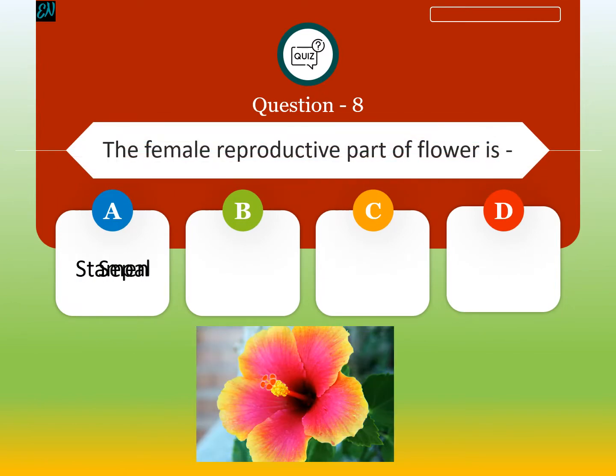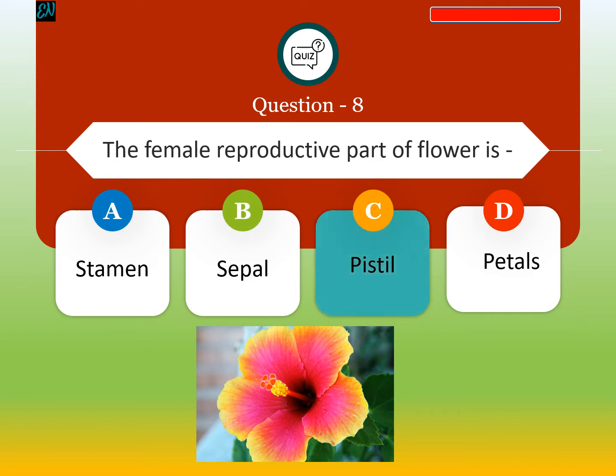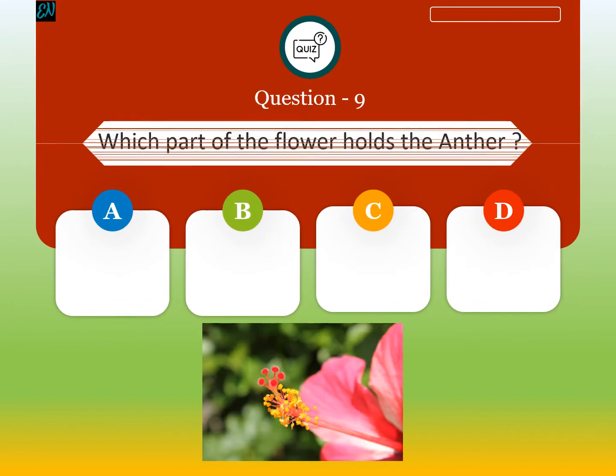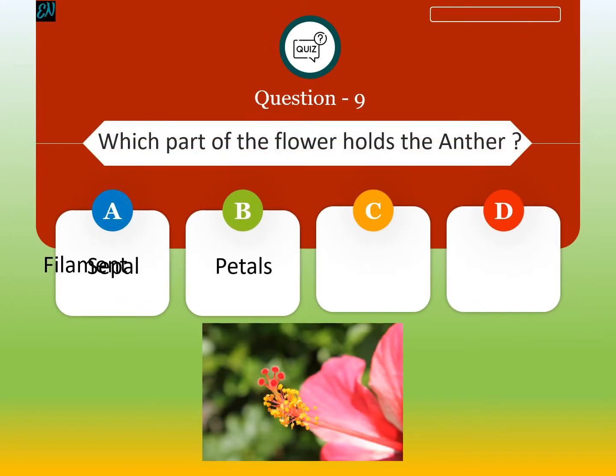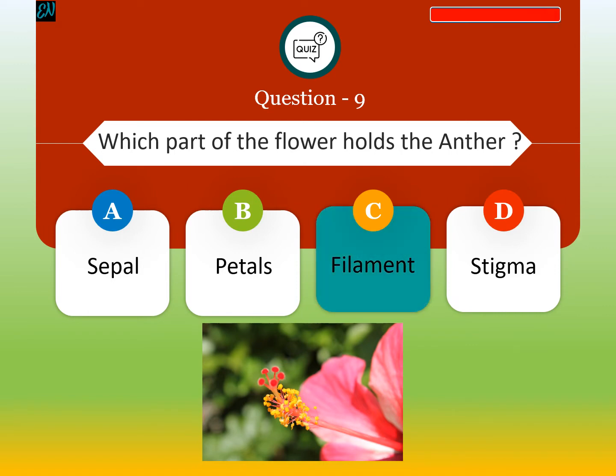Question number 8. The female reproductive part of flower is stamen, sepal, pistil or petals. And the correct answer is pistil. The female reproductive part of flower is pistil. Number 9. Which part of the flower holds the anther? Sepal, petals, filament or stigma? And the correct answer is option C. Filament holds the anther.